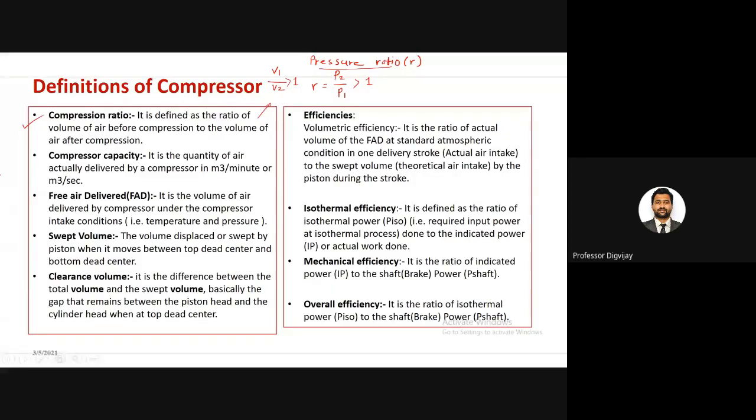Next, we'll see the compressor capacity. It is the quantity of air actually delivered by the compressor in meter cube per minute or meter cube per second. Now you may be confused why they have specifically said actually delivered. We know that a compressor is nothing but a piston-cylinder assembly. So there is a cylinder, and inside the cylinder there is a piston.